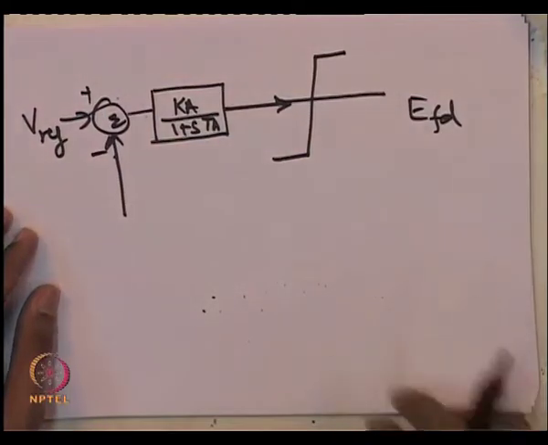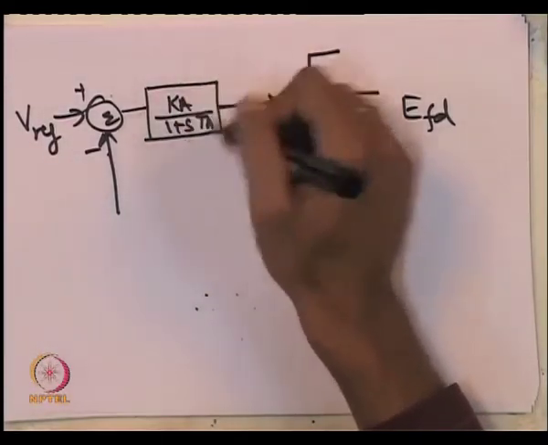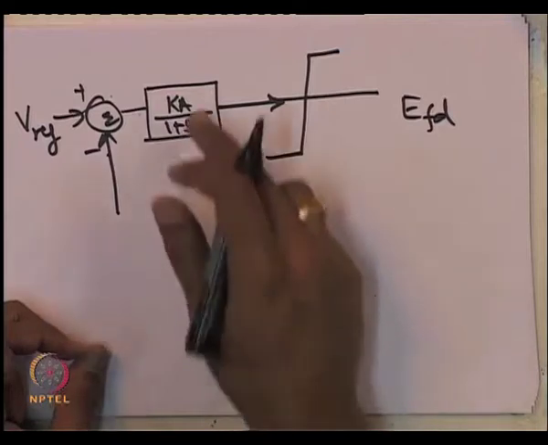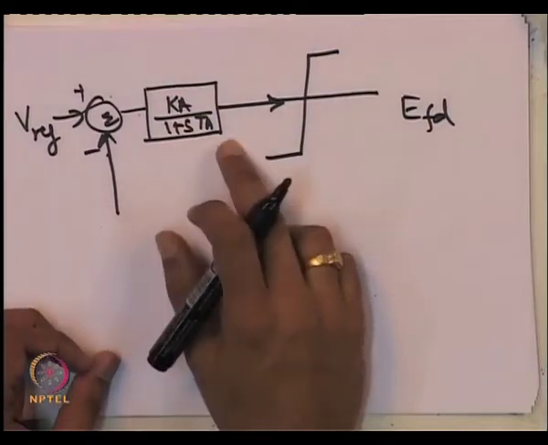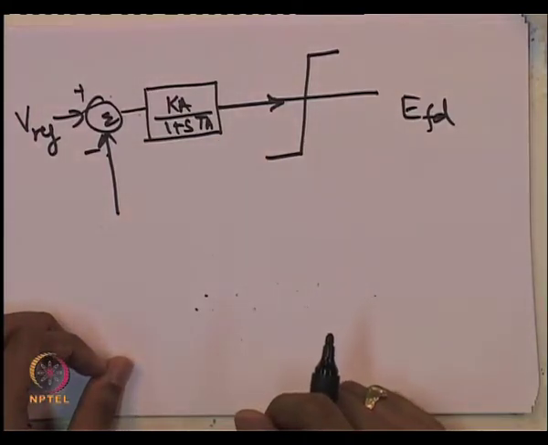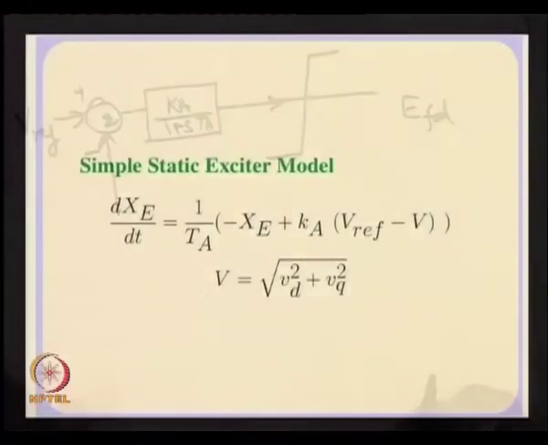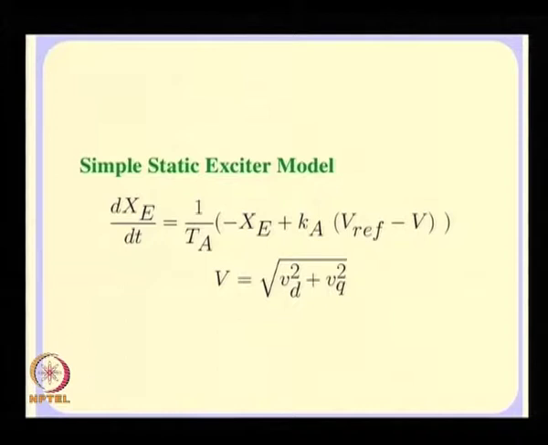So, the differential equations which you get: let us call the state associated with this transfer function Xc. We have already seen in the previous class that 1 upon 1 plus sTA can be written down in terms of state equations. So, in such a case, what we have effectively is dXc by dt equal to minus 1 upon Ta into Xc plus Ka into the input, which is nothing but the error Vref minus V, and as I defined some time back, the voltage magnitude V is the root of Vd square plus Vq square, the terminal voltage of the generator.